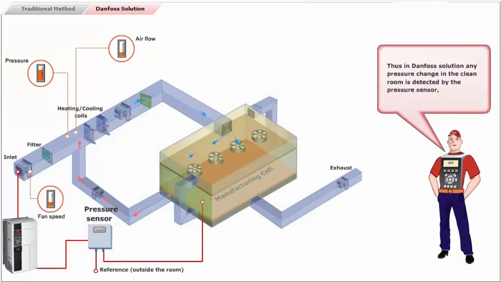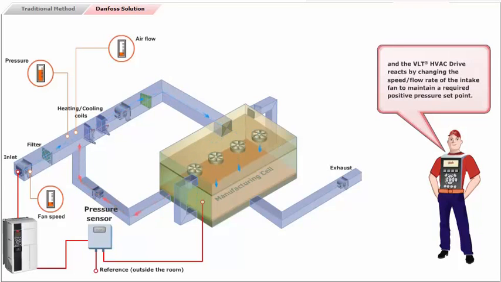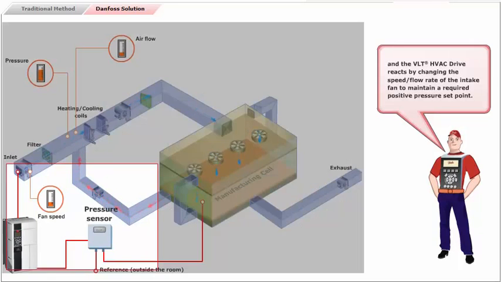Thus, in the Danfoss solution, any pressure change in the clean room is detected by the pressure sensor, and the VLT/HVAC drive reacts by changing the speed or flow rate of the intake fan to maintain a required positive pressure set point.